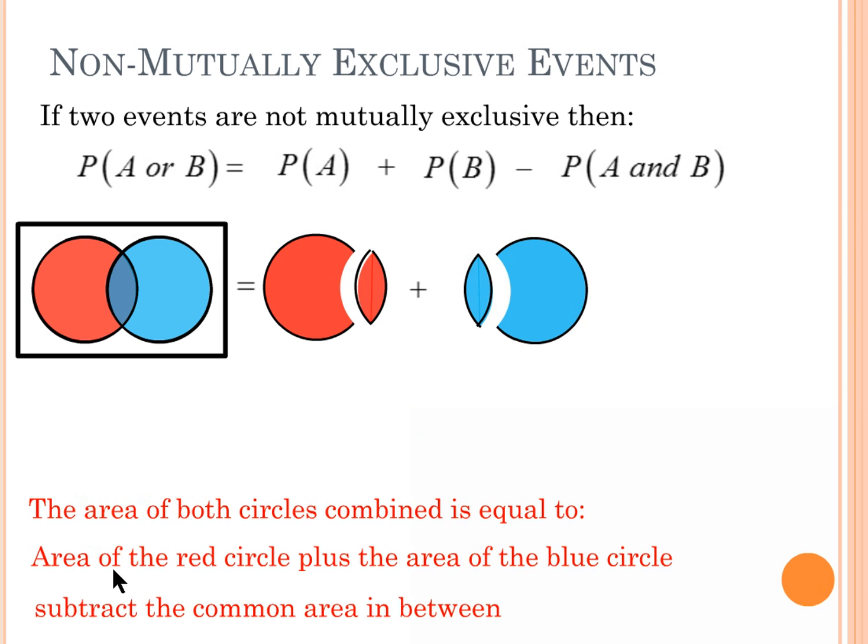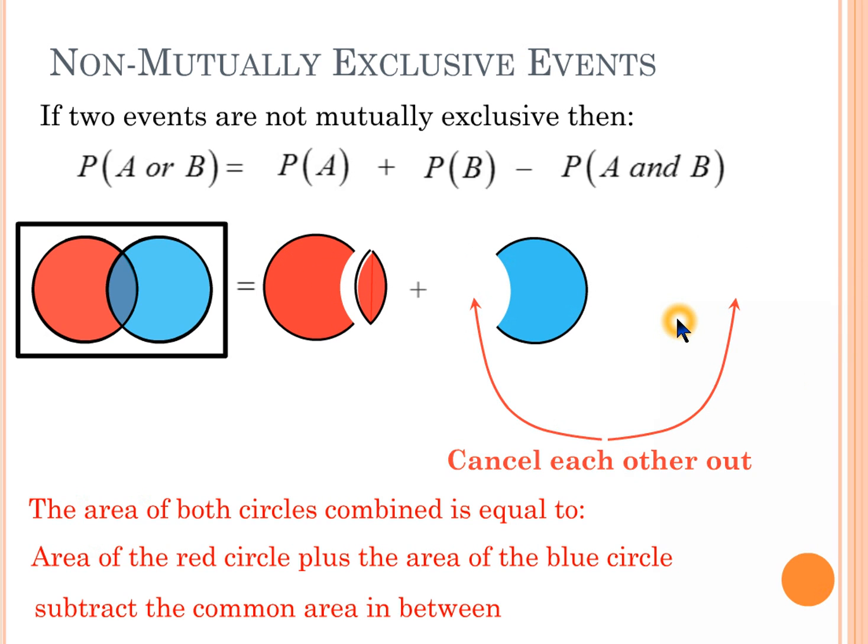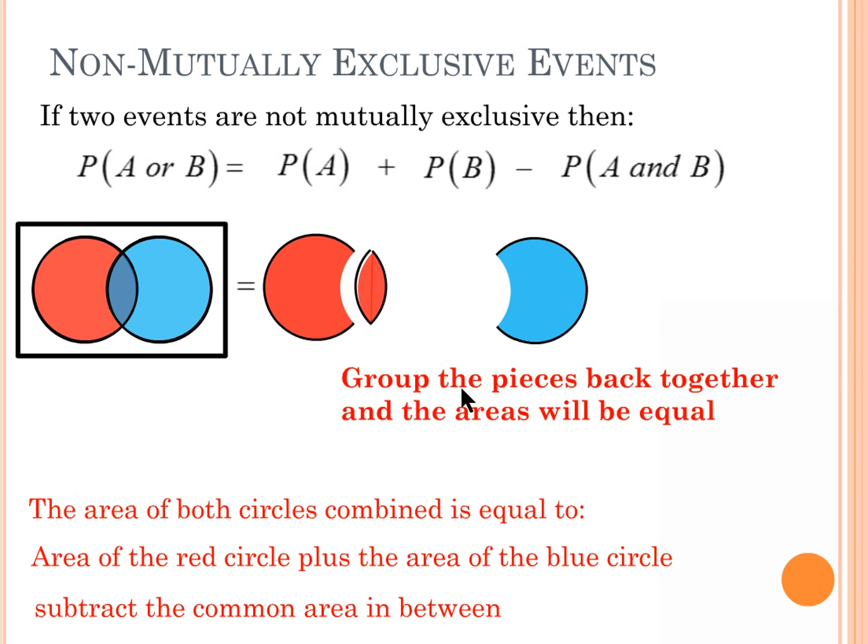And then what I want to do is subtract the common area in between so that I don't overlap my answer. If I subtract this common area, which represents this and this, we don't need to add both of these at the same time. We can add just one of these, and that means I need to get rid of this. So in order to get rid of this, I need to subtract one of the common areas. So this and this, they would cancel out. And then if you put this back together, you get your circle again. We group the pieces back together and the areas will be equal, right?